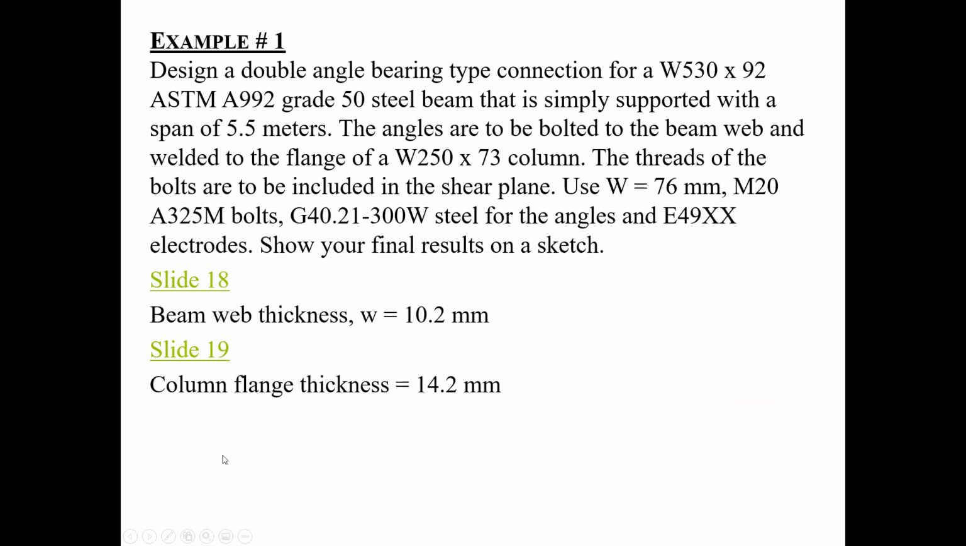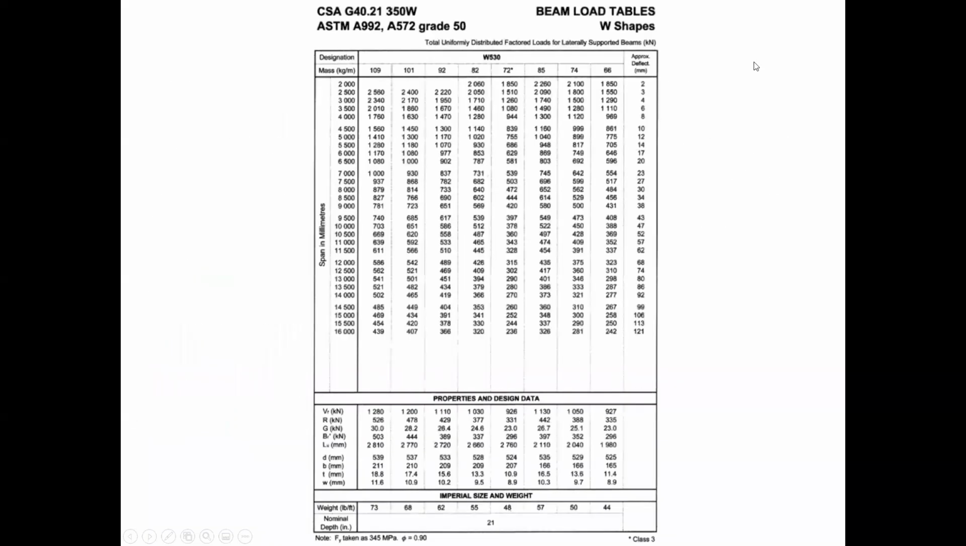And then after that, now I want to know what is going to be the force I have to design this beam for. Of course, like I said, I don't have the VF force indicated on the drawing. So this is a W530 by 92 with a span of 5.5 meters. So that's the information I need to have with me when I go to the beam load tables. So here, I'm here, 530 by 92.